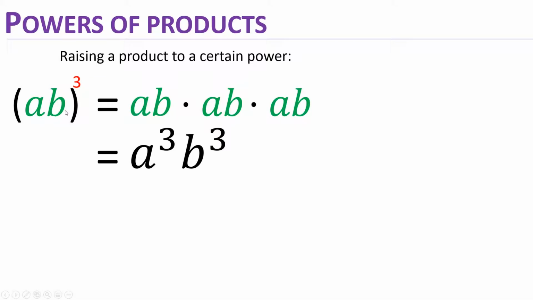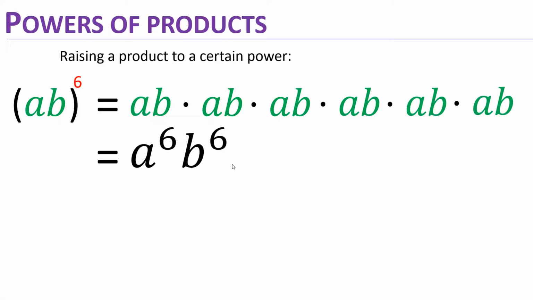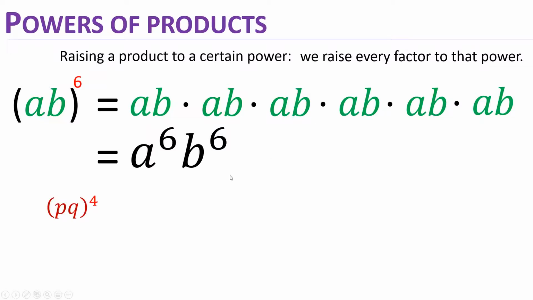ab raised to the power of 3 means ab times ab times ab. So this contains the factors a times a times a, or a cubed, times b times b times b, or b cubed. So the simplified version is a cubed times b cubed. And similarly for higher powers, ab raised to the power of 4 gives a to the power of 4 times b to the power of 4, and so on. So we see that when we raise a product to a certain power, it means we raise every factor in the product to that power. So this gives us a quick way to simplify products without writing out the whole multiplication.